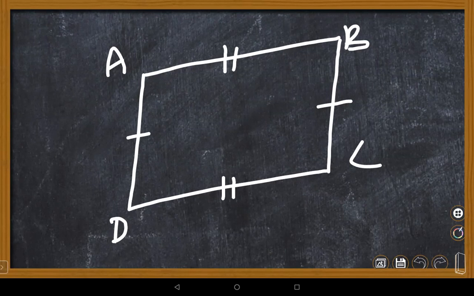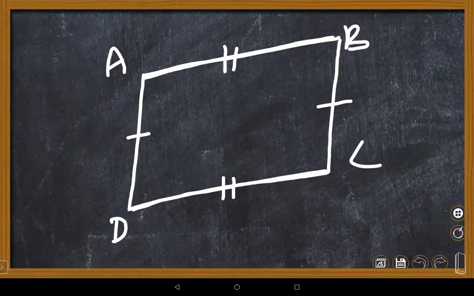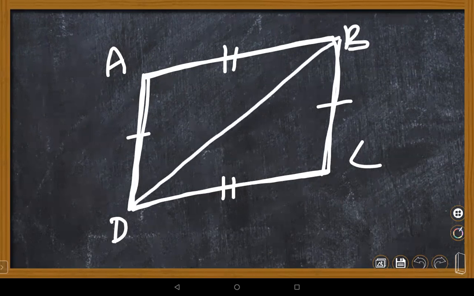So AB is parallel to DC, as well as AB is equal to DC. Similarly, if you take the other sides, AD is parallel to BC and AD is equal to BC. That's why it is a parallelogram. And what do you know about diagonals, children? Ma'am, diagonals always intersect each other at 90 degrees.